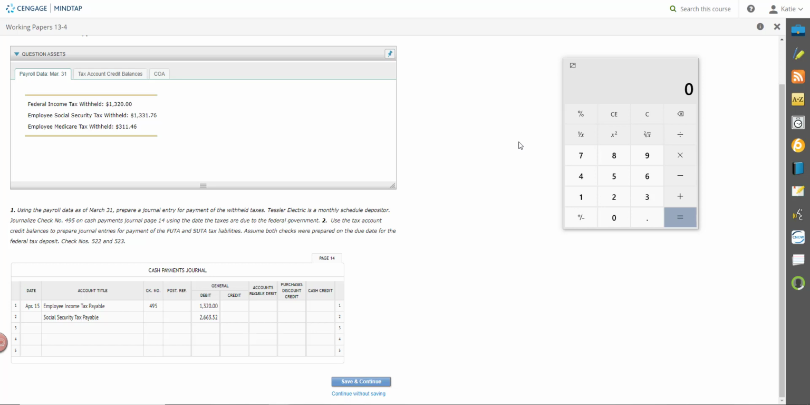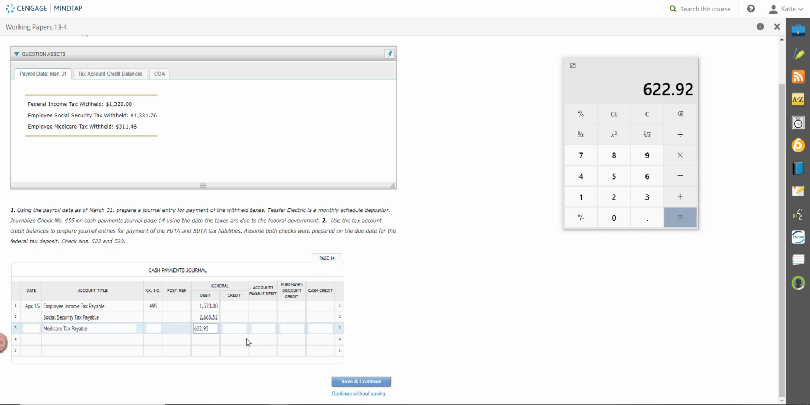Now, again, look at this big word right here, employee Medicare tax. This is a second tax the employee and the employer has to pay. So if the employee pays $311.46, the employer also has to pay $311.46. So if I add those two together, my total tax is $622.92. I didn't put my account title, but this should be Medicare tax payable.